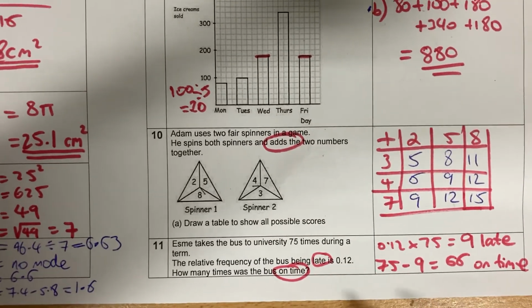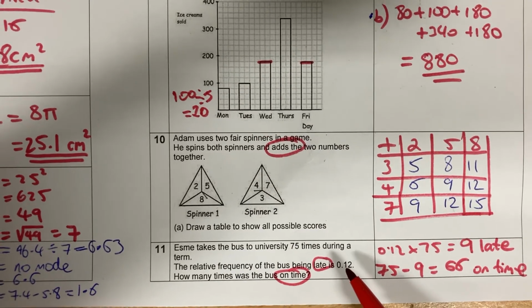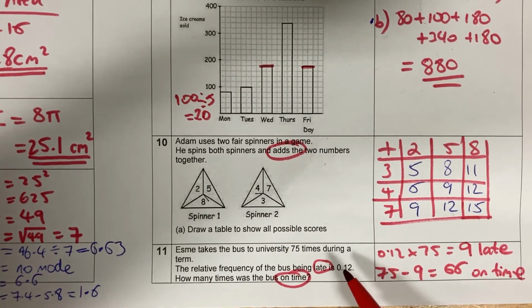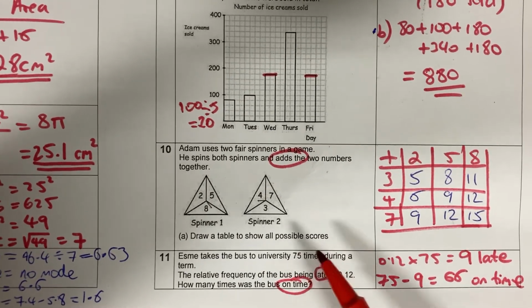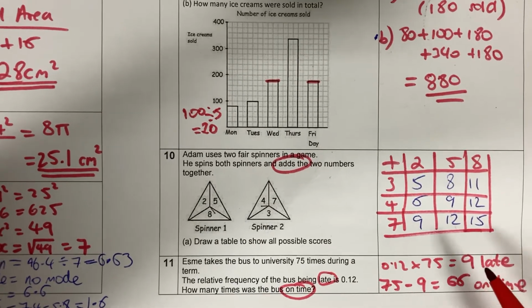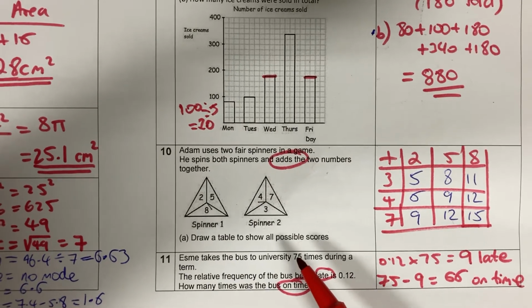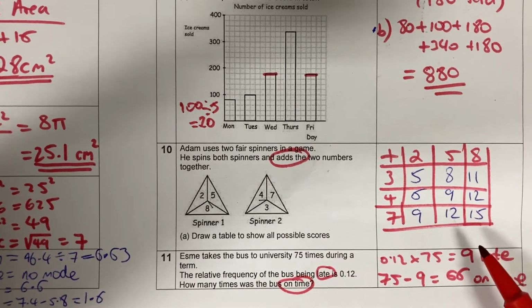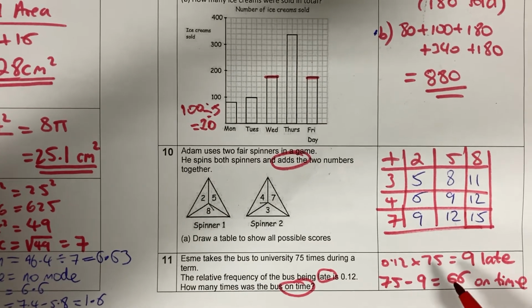Question 11, we need to read it really carefully because 0.12 is the probability or the relative frequency of being late. So 0.12 times 75, that tells us that there are 9 buses that are late. But the question asks for how many times was it on time. So if 75 in total and 9 of them were late, if I take that away, that means the rest of them were on time.